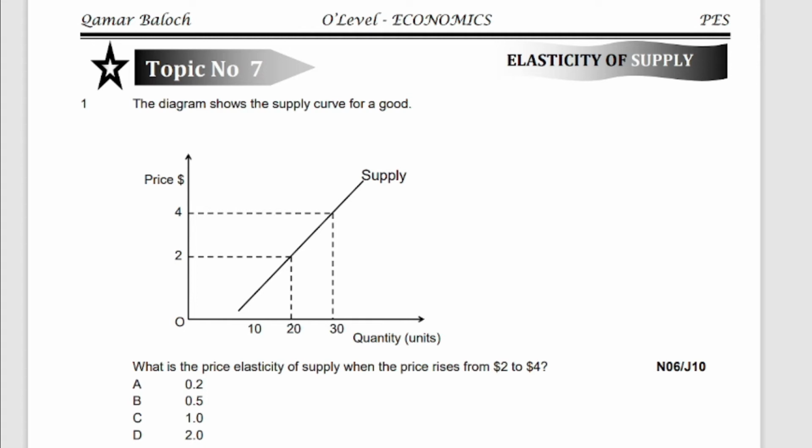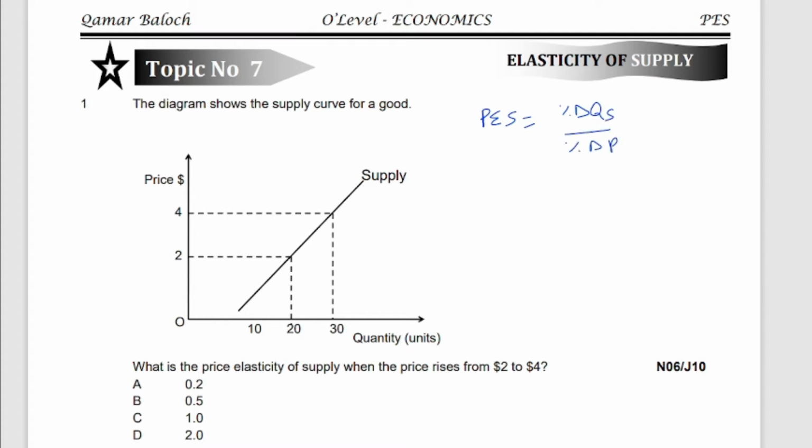Hello everyone, the topic for today is price elasticity of supply. Price elasticity of supply is defined as the responsiveness of quantity supplied to a change in price, and we have a formula to find it, that is equal to percentage change in quantity supplied divided by percentage change in price.